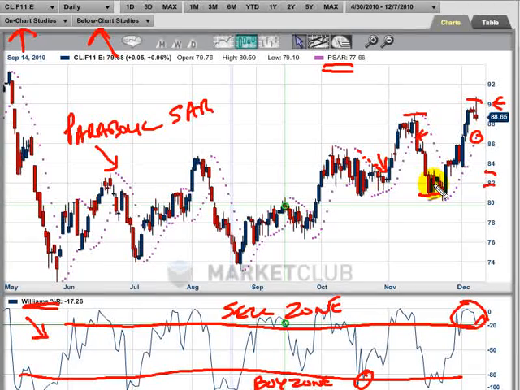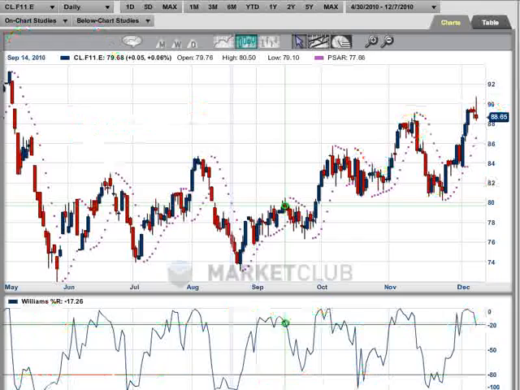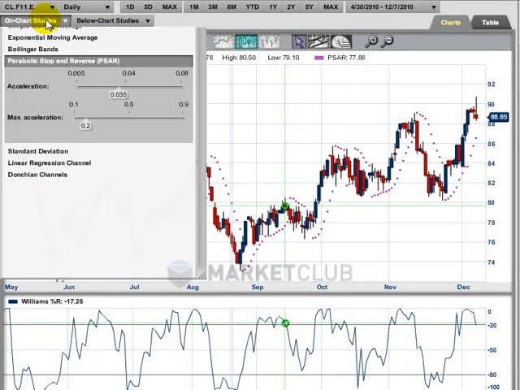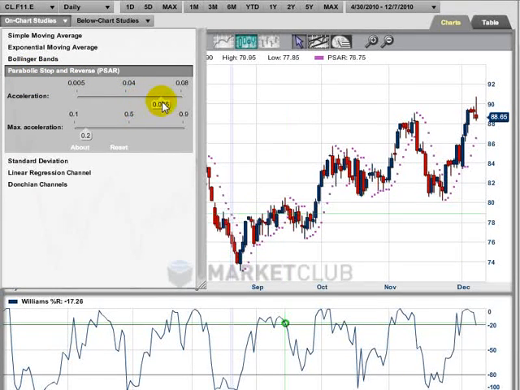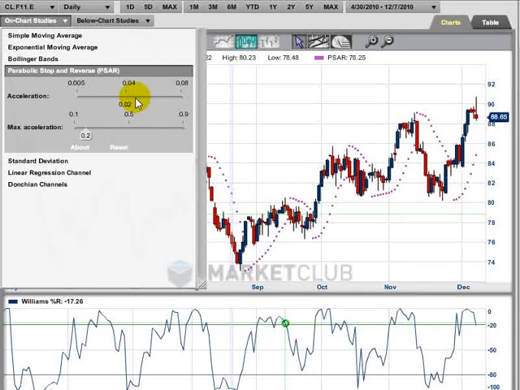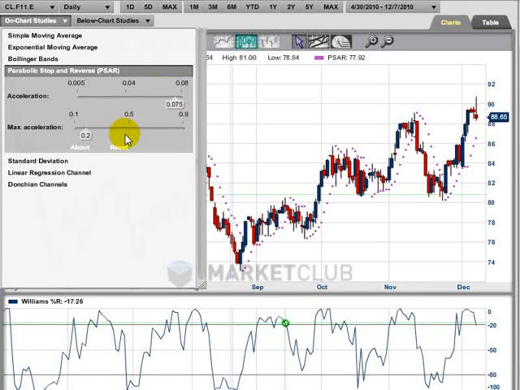I want to show you something which is really cool, and you can only really do this on MarketClub. I haven't seen it on any other software platform. I'm going to take everything off the screen for a second, and I'll show you exactly how this works. So let's go under our on-chart studies, okay? And you can see the parabolic right here. Now, if we move this around, see how everything's moving dynamically? It allows you to move this in such a way that you can actually get a very nice rhythm.